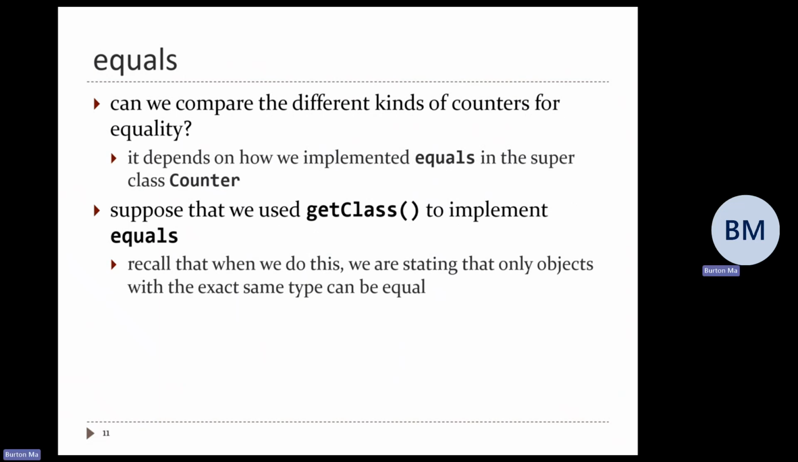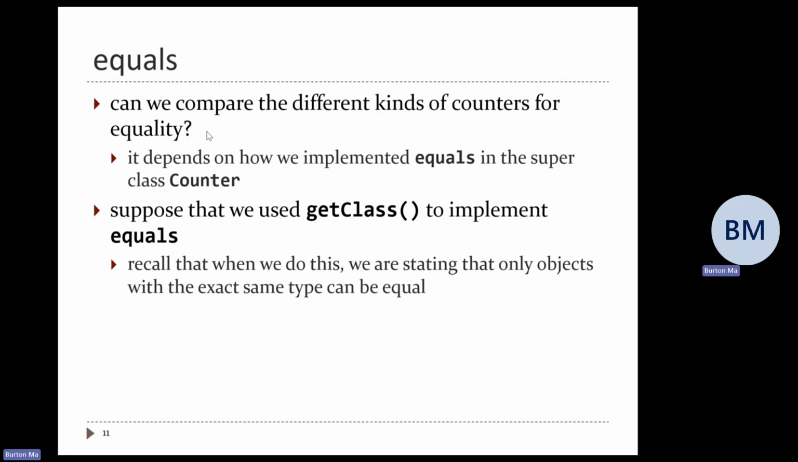So now we come back to equals. Remember I told you there's two different ways of implementing equals. One uses getClass, one uses instanceof. So now we're in an inheritance hierarchy of counters. The question is, can I compare counters for equality, and if I can, what does it mean to do so? Is it possible to compare different kinds of counters for equality?